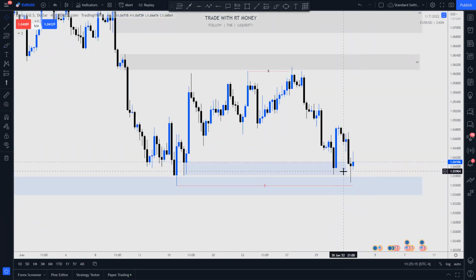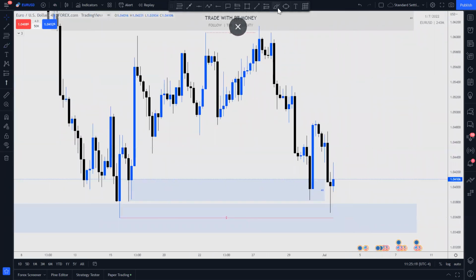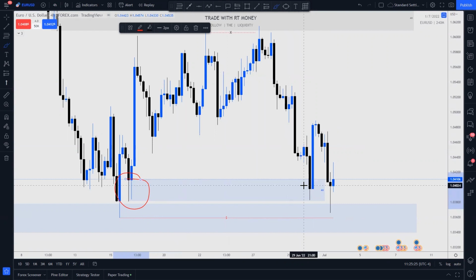All right. I want to see a close below this demand zone taken out. I want to see it cut. When I say cut, I don't mean just a wick below it. I want to see a close. I want to see a full candle close below it. And in that situation, I'm looking for the flip.